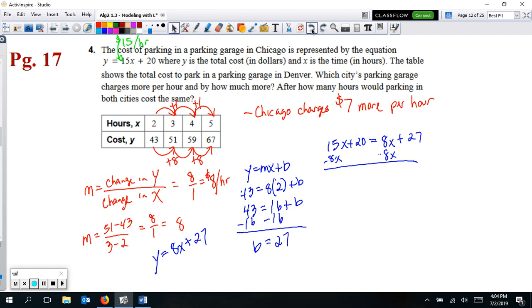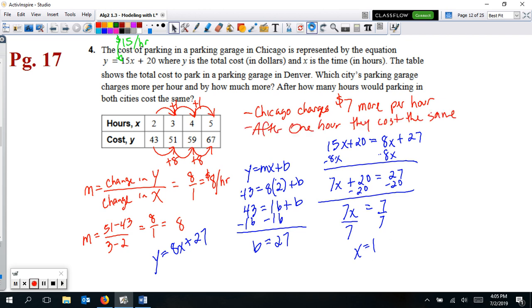So we start by getting the x's together. I'm going to subtract 8x from both sides. 15 minus 8 is 7, so 7x plus 20. And now we subtract 20 from both sides. 27 minus 20 is 7. And then divide by 7. 7 divided by 7 is 1. So x equals 1.